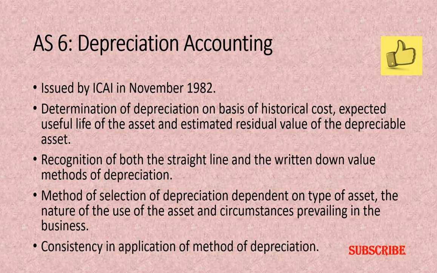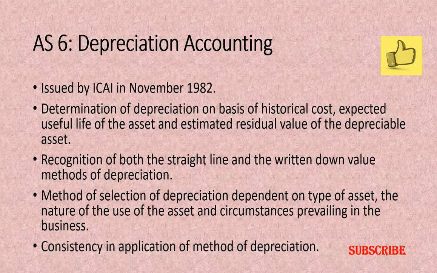Suppose, for example, if the written down value method of depreciation is followed for this year, next year also the same method should be continued unless there is a reason to change. So the method of depreciation depends upon the type of the asset, the nature of the use of the asset, and the circumstances prevailing in the business. The method of charging depreciation may be changed only if such a change is required by the statute, or for compliance with an accounting standard, or if it is considered that the change would result in a more appropriate preparation or presentation of the financial statements of the enterprise.